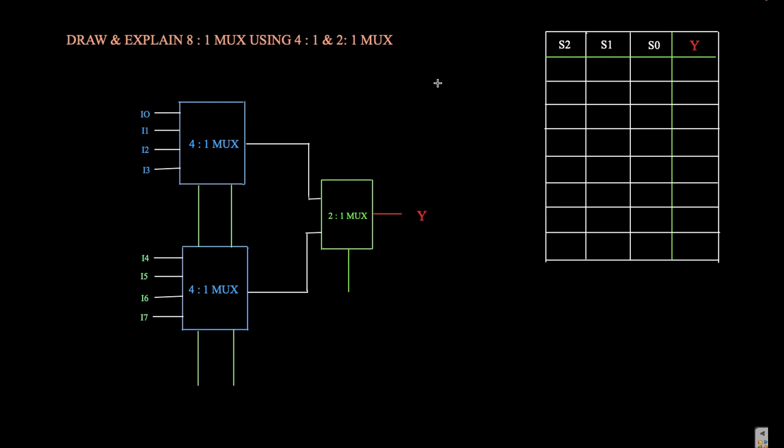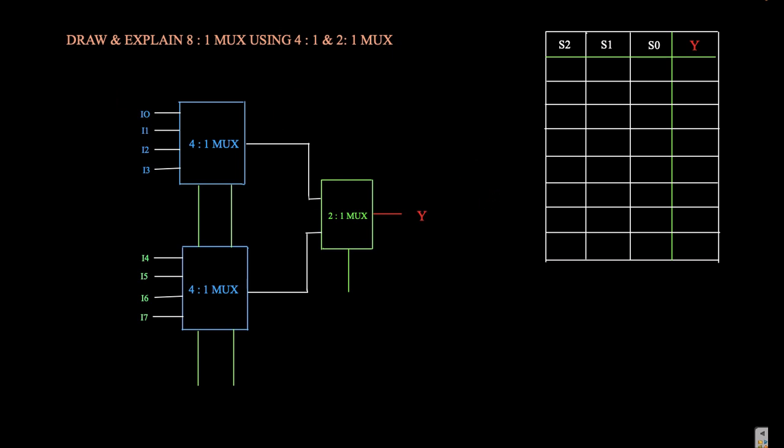Now we have to make this 8:1 MUX using 2:1 and 4:1 MUX. So how many MUX are required? For 4:1, if we want to calculate how many 4:1 MUX are required, we need to divide 8 by 4 and it becomes 2. That means 2 4:1 MUX are required, and as 2 by 2 is equal to 1, one 2:1 MUX is required. So this is our first calculation. How should we determine how many MUX we are taking into consideration?